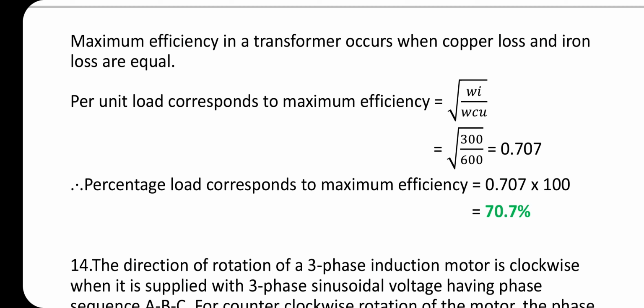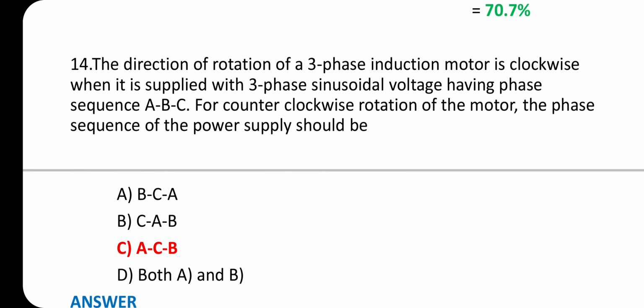Maximum efficiency in a transformer occurs when copper loss and core loss are equal. Not core loss, iron loss are equal. Per unit load corresponding to maximum efficiency equal to root of Wi divided by Wcu. Substituting the values, we get it as 0.707. Therefore, percentage load corresponding to maximum efficiency is 0.707 into 100, which is equal to 70.7%.